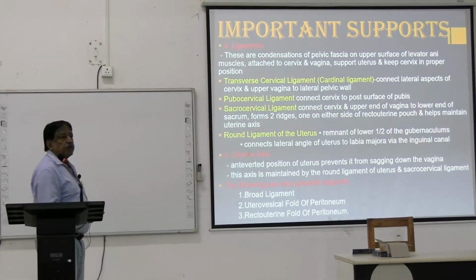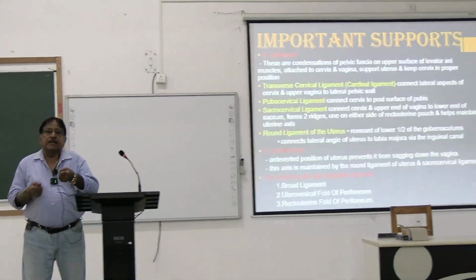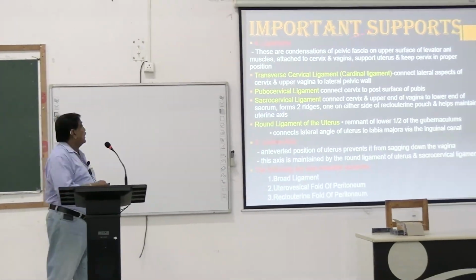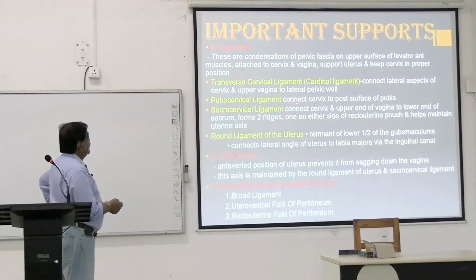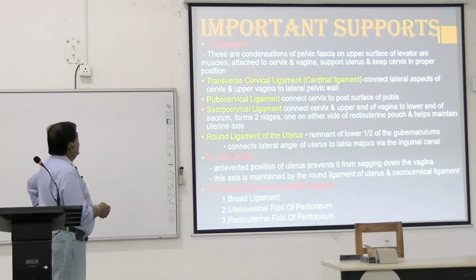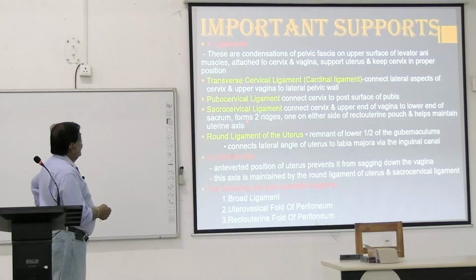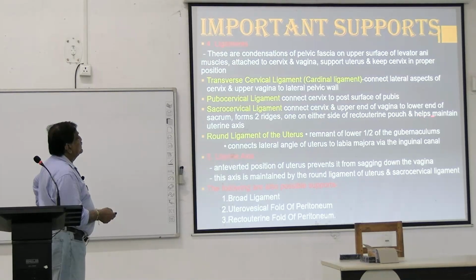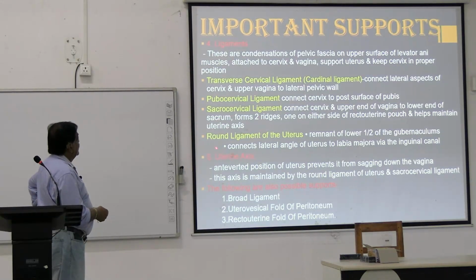Pubocervical ligament: between the symphysis pubis and the cervix, it forms a sling, and the name itself speaks. The pubocervical ligament connects the cervix to the posterior surface of the pubis. Sacrocervical ligament connects the cervix and upper end of the vagina to the lower end of the sacrum, forms two ridges, one on either side of the recto-uterine pouch, and helps maintain uterine axis. Now, the cervical ligament maintains the uterine axis. Round ligament of the uterus, a remnant of half of the gubernaculum, connects the lateral angle of the uterus to the labia majora via the inguinal canal.